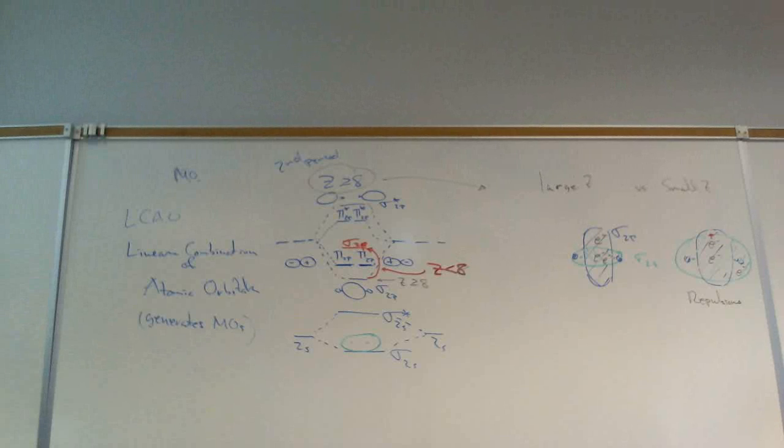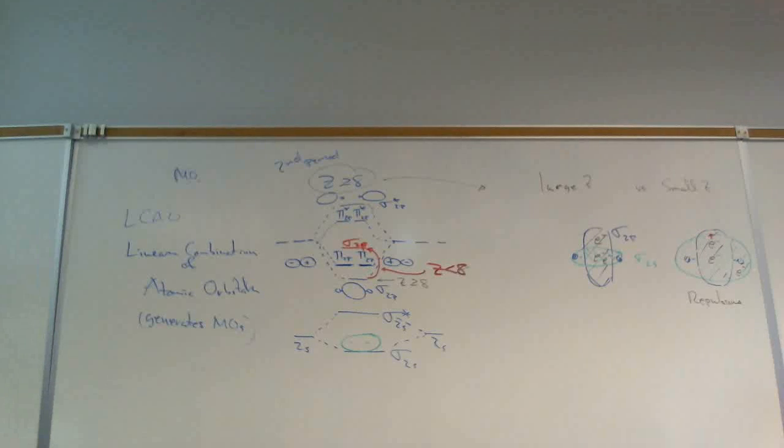How come Be2 is not paramagnetic or diamagnetic? Be2? Yeah. Because it doesn't exist. Be2 would be diamagnetic if it existed, yeah. But since it doesn't, they just left it out. It doesn't exist because the bond order is 0.